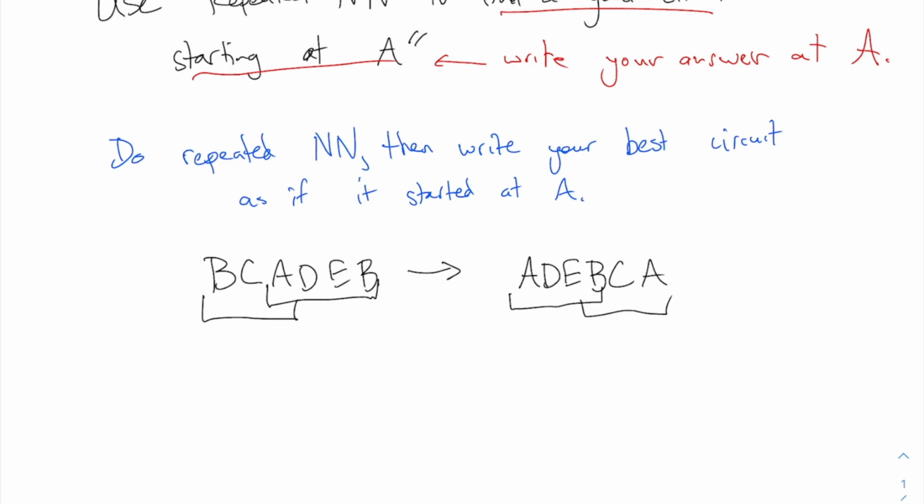All right? Given any one of these circuits, you can rewrite it starting from some other point. Here it's written as if I started at B and ended up at B, but I can write the same thing as if I started at A and ended up at A. All right? So you may be called upon to write your answer starting at a particular point. It doesn't mean that's the one that you got when you started at A. It means this is the best one that you saw overall, and you write it as if it were starting at A. All right? Yes?